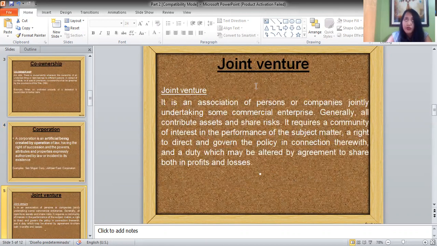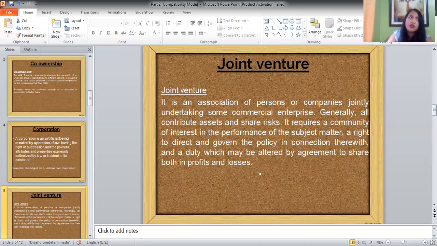And another thing that we have to define is joint venture. It is an association of persons or companies jointly undertaking some commercial enterprise. Generally, all contribute assets and share risks. It requires a community of interest in the performance of the subject matter, a right to direct and govern the policy in connection therewith, and a duty which may be altered by the agreement to share both in profits and losses.